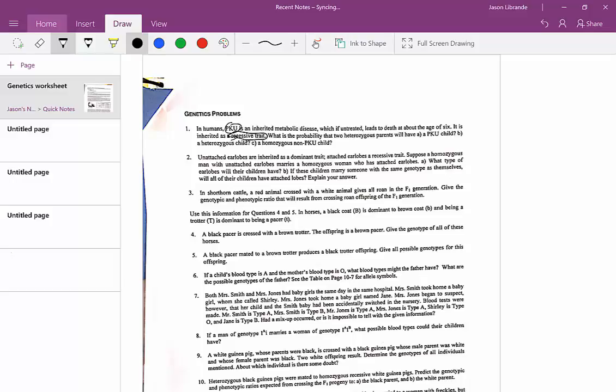The question here is, what is the probability that two heterozygous parents have a PKU child, a heterozygous child, and a homozygous non-PKU child? So here we have two parents, they're heterozygous, so that's going to be A, lowercase a. It really doesn't matter what letters I choose here. I just chose A because that's the simplest. So both parents are going to be this genotype right here. This is a straightforward Punnett square. We're going to have heterozygote genotypes on the outside, and our square is going to look something like this.